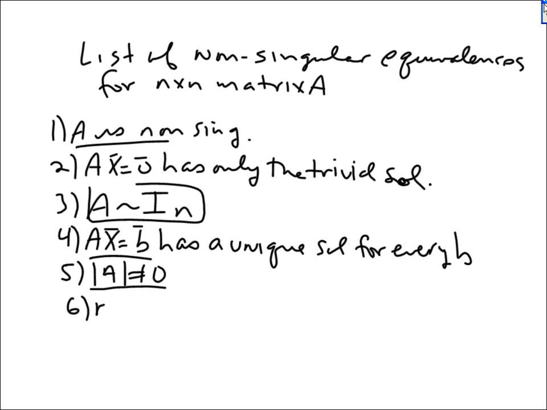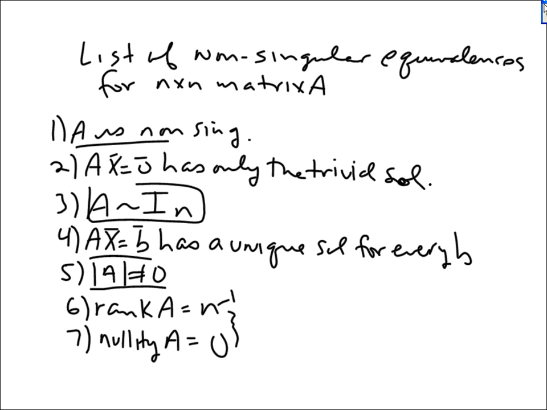Here are some new ones. The rank of A must be n. Well then, the nullity of A must be 0, because these two have to add up to n. If this were n minus 1, then the nullity would have to be 1, because they have to add up to n. The nullity of A plus the rank of A must add up to n. So if one of them is n, the other has to be 0.